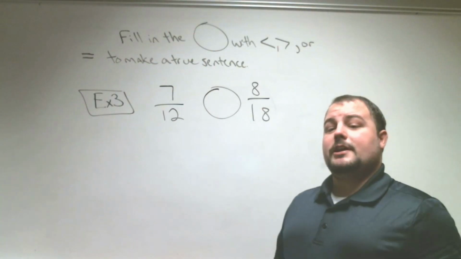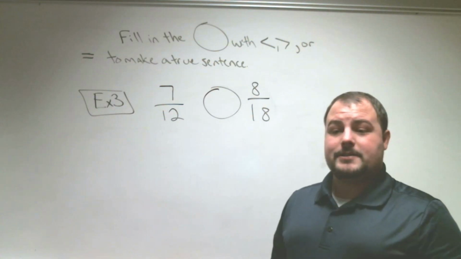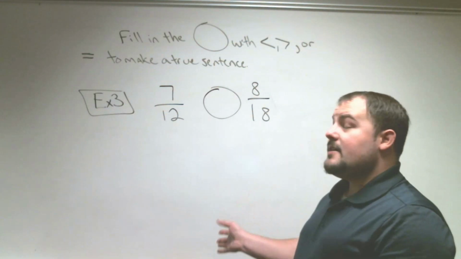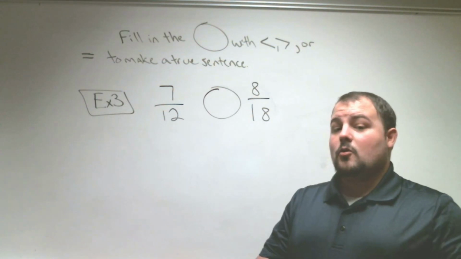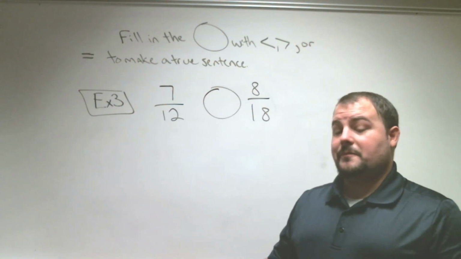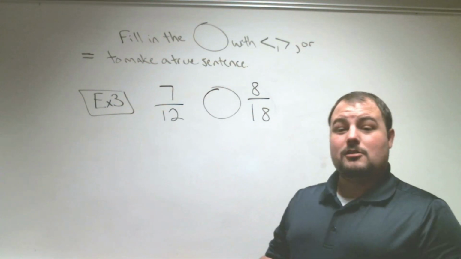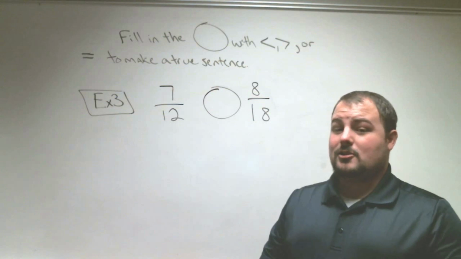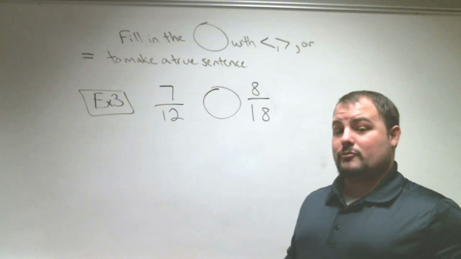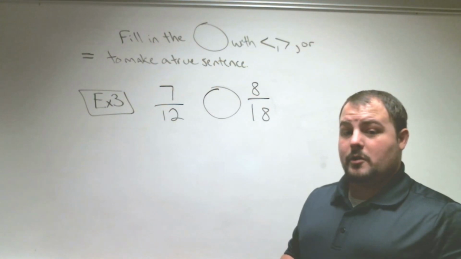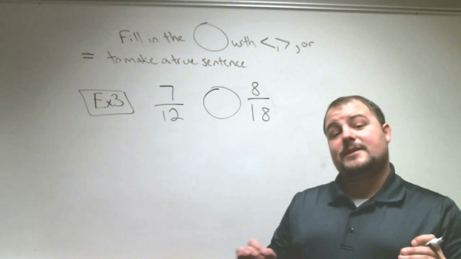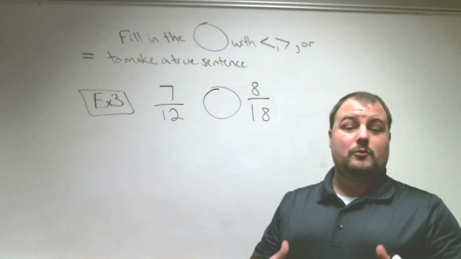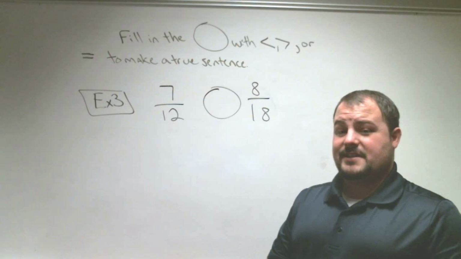Alright, in example 3, we have to tell which fraction is bigger in this case. And in this case, we have 7 twelfths and 8 eighteenths. What we want to do is figure out which one's bigger. But they look like they're pretty close to each other, so it's a little harder to tell which one's actually bigger and which one's actually smaller. So what we want to do is get to common denominators. Common denominators means we want to make the bottom number the same.